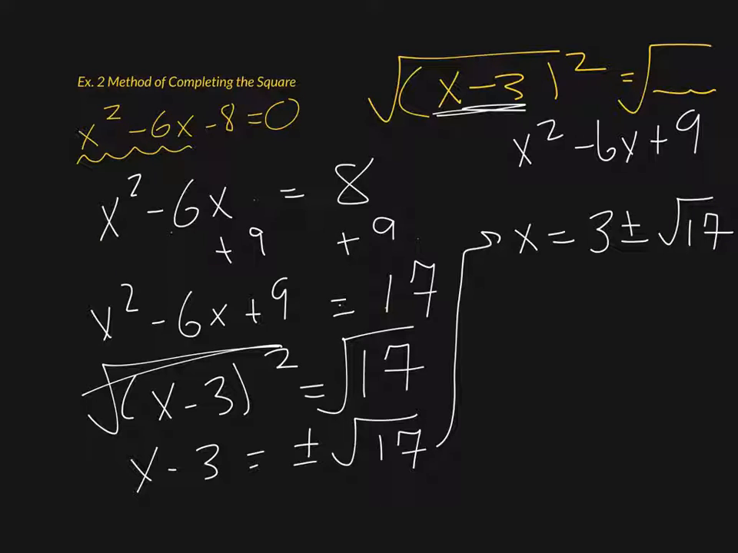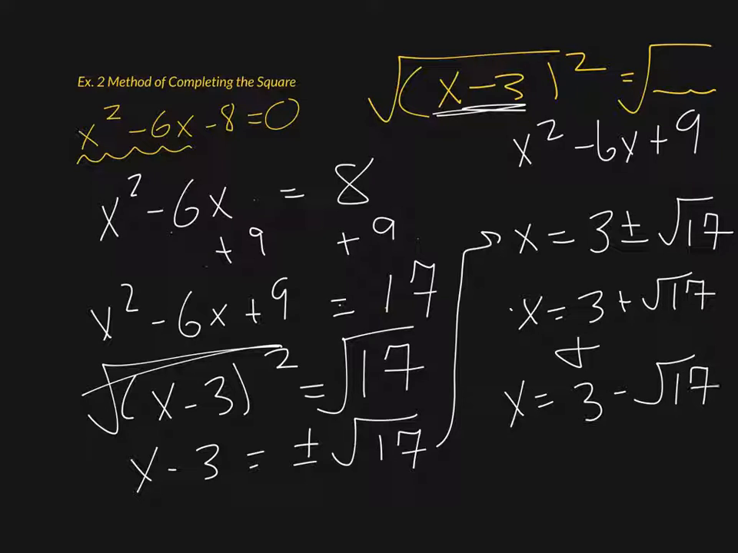Square root of 17, we know 17's prime, so we can't break that down any further. So I would accept this as an answer. You could also write out the 2 equations: x equals 3 plus radical 17 and x equals 3 minus radical 17. So now the next slide, let's go over the steps so that you have those straightforward steps each time.